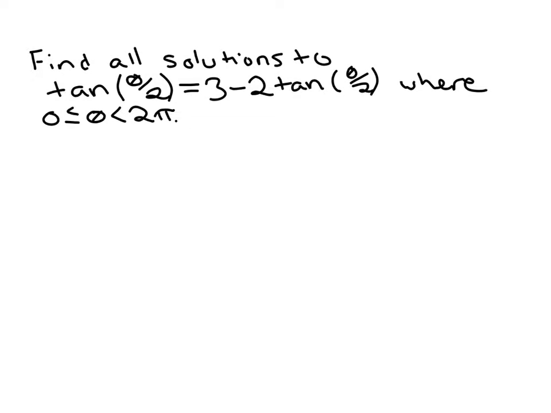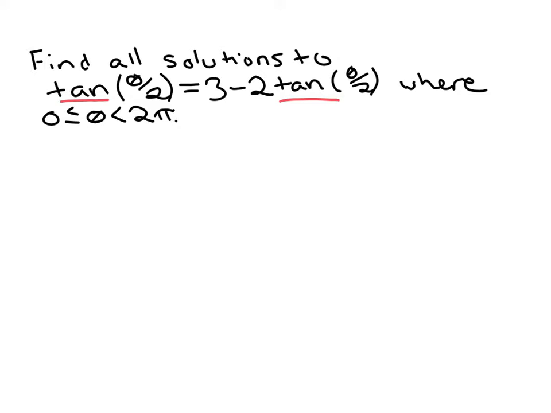In this example, you're asked to solve the equation tangent of theta over 2 is equal to 3 minus 2 tangent of theta over 2, where theta is between 0 and 2 pi radians. So the first thing to do, as always, with these linear trigonometric equations, is to isolate the trig function. So we'd like to isolate tangent.